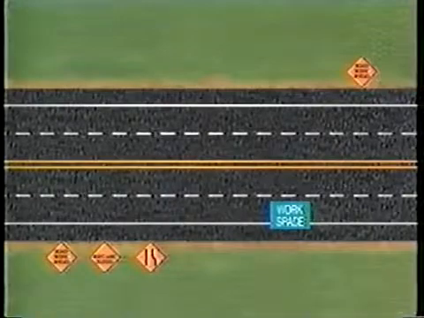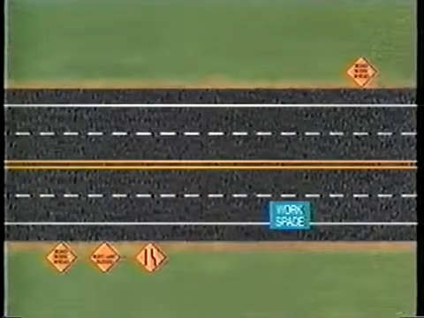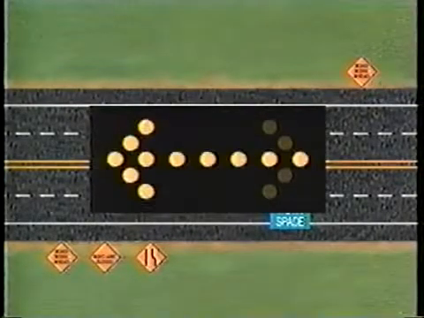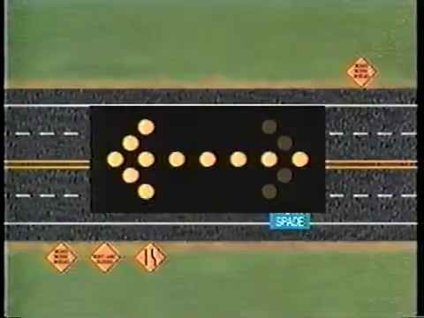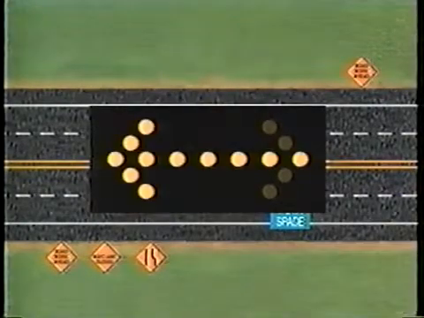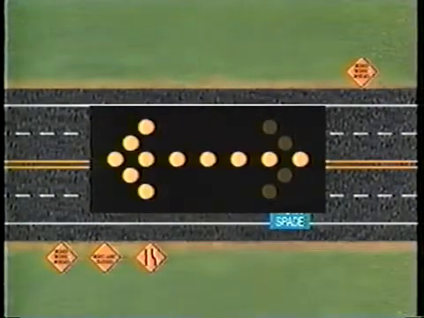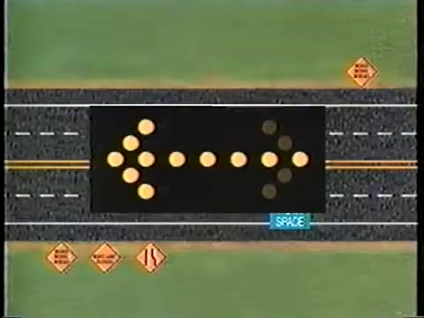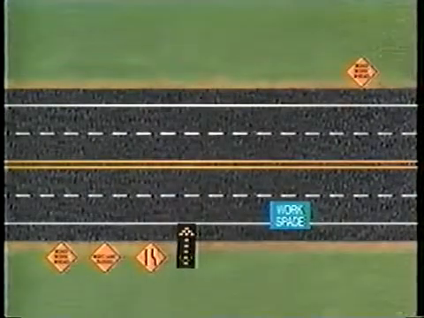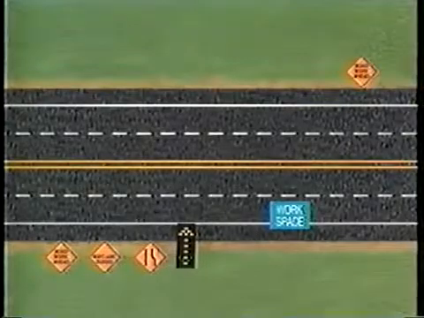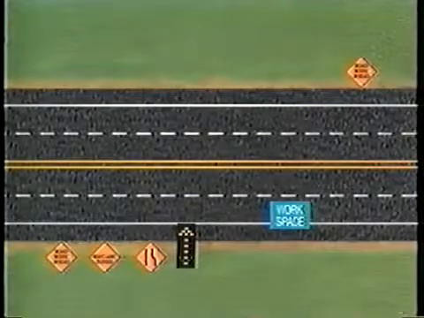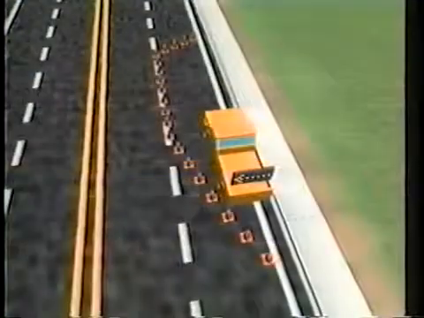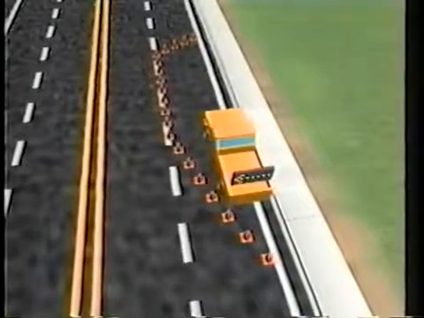Now that all of the advanced warning signs are in place, it is recommended that you install an advanced warning flashing arrow display. This is done to give you, the worker, added protection while setting up the taper. If there's a shoulder, the arrow should be placed on the shoulder at the beginning of the taper. If there is no shoulder, it should be placed as illustrated.